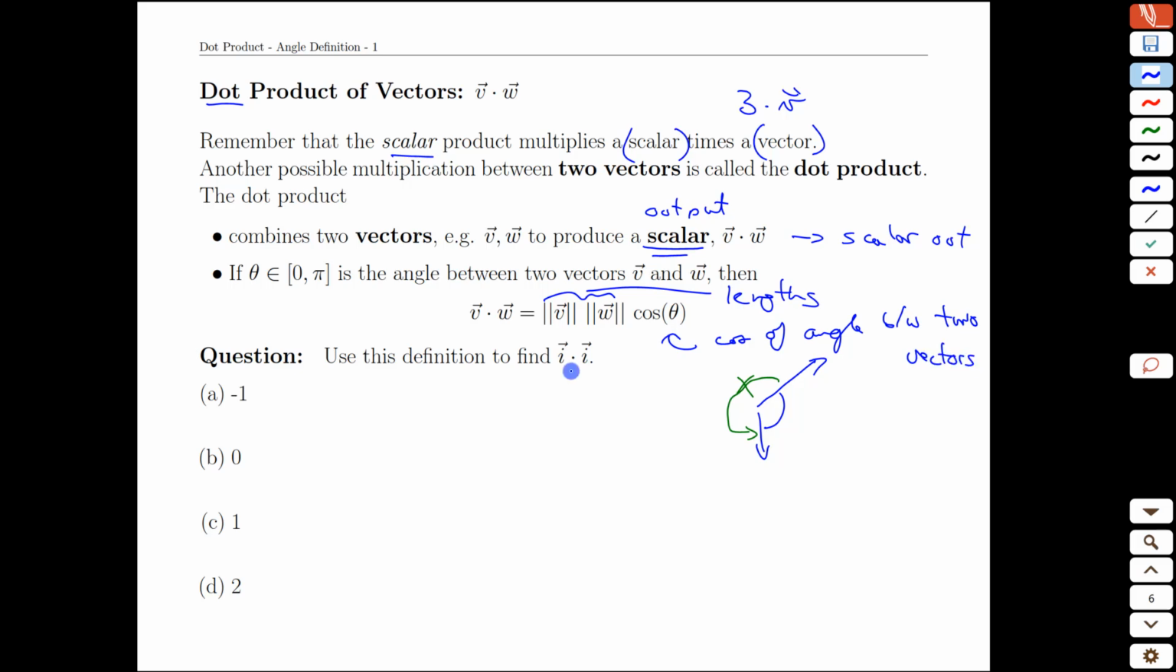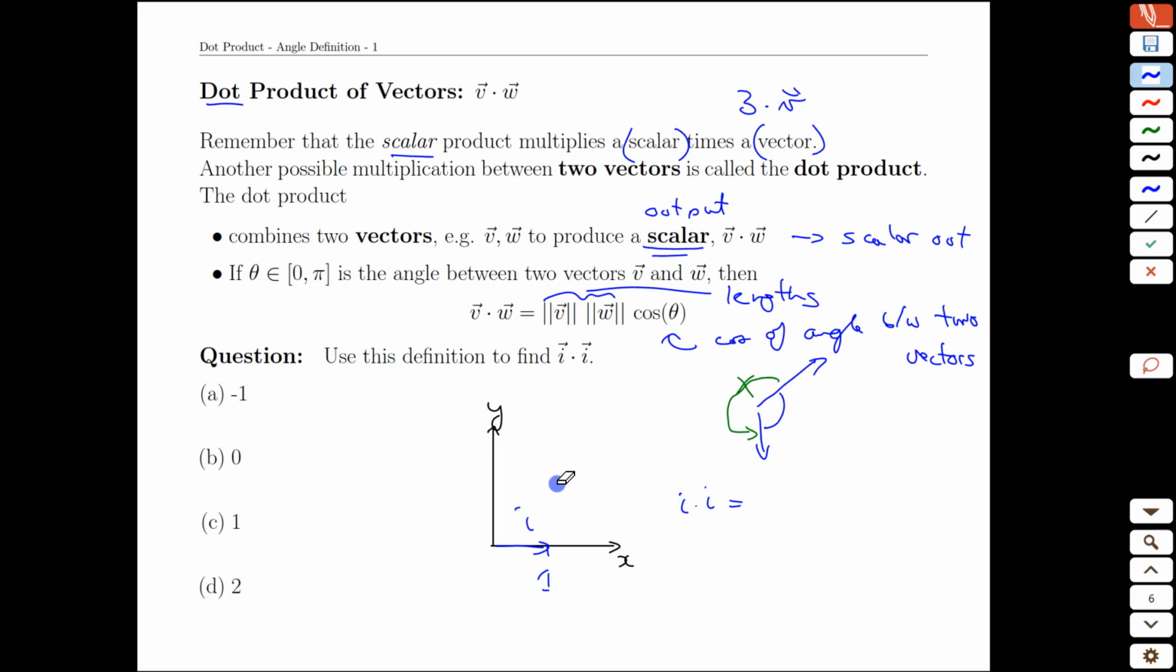All right. Then if we take a look at the vector i, that is the vector that goes along the x-axis direction. So if we draw a quick sketch here, and we draw the i vector, which has length 1, then i dotted with i can be computed using this formula. Take a moment to consider the options there, and then we'll check in.